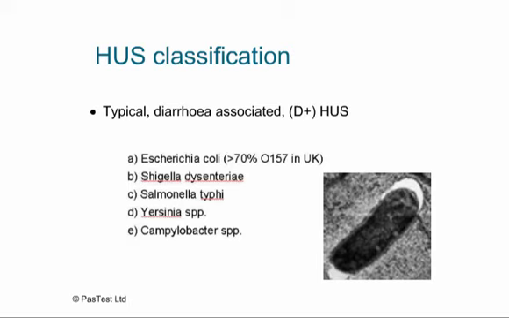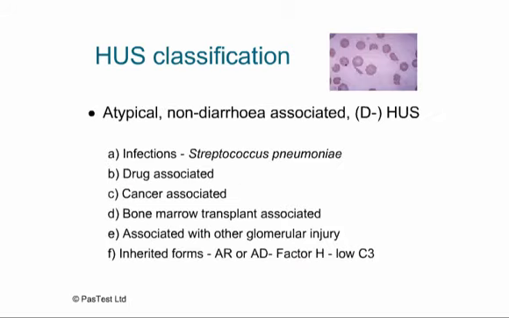The non-diarrheal form has quite a diverse list of different causes. Infections can do it, such as typically Streptococcus pneumoniae. It can be drug-associated, cancer-associated, bone marrow transplant-associated, and sometimes seen with other glomerular injuries. And there are the important group of inherited forms which have a deficiency of factor H and often a low plasma C3. We'll talk about the various types in a bit more detail. So let's consider D plus HUS to begin with.